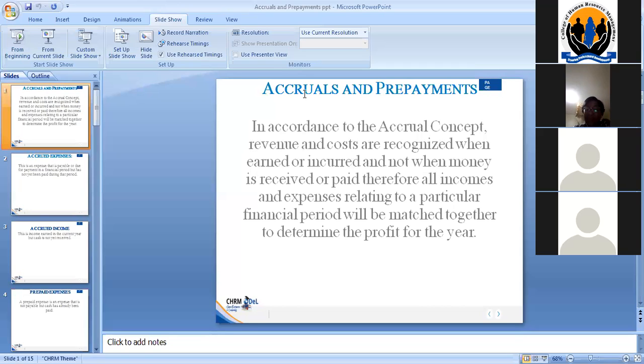Okay, let me explain the prepaid. The prepaid simply means that you have paid in excess. If, for example, we normally pay an insurance amount of 1,000 per month, for the whole year we are supposed to pay 1,000 times 12 months, so we are supposed to pay 12,000. But you find maybe the business for that year had paid insurance worth 15,000. So you will realize that there is 3,000 that has been paid in excess. The amount that was expected was 12,000, but we have paid 15,000.